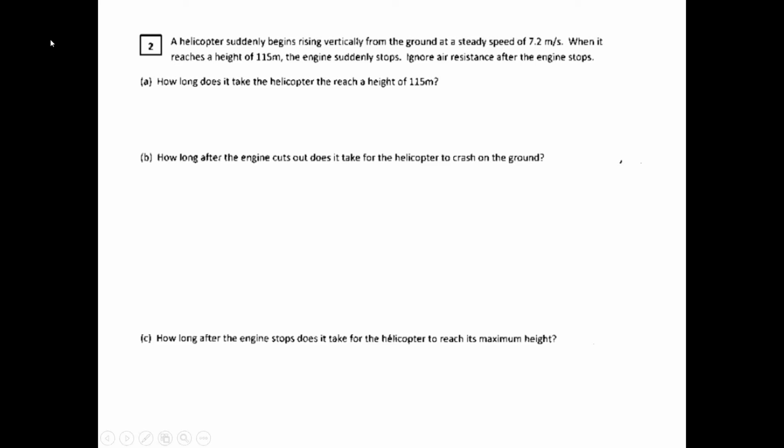Back to our problem that we set up at the end of the last video. We've got a helicopter that has two periods of its motion. First, it rises at a constant speed of 7.2 meters per second until it reaches a height of 115 meters. Suddenly, the engine stops and the helicopter goes into free fall.